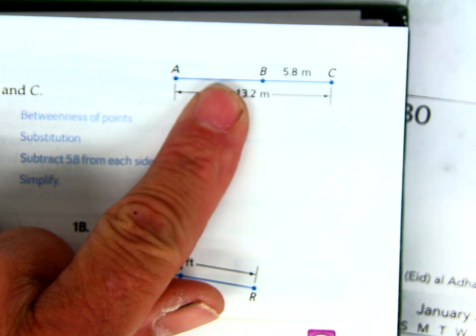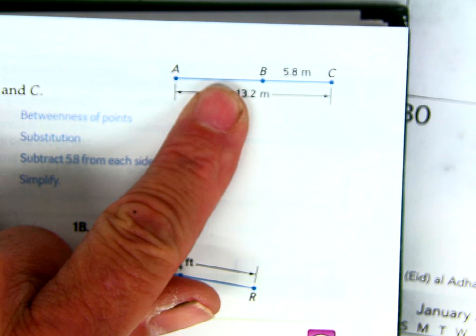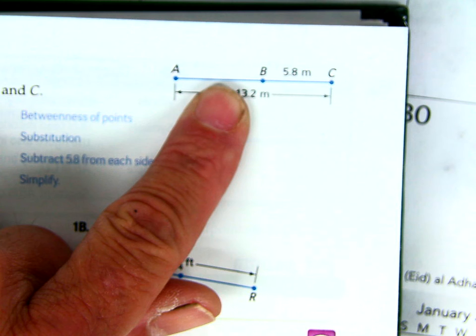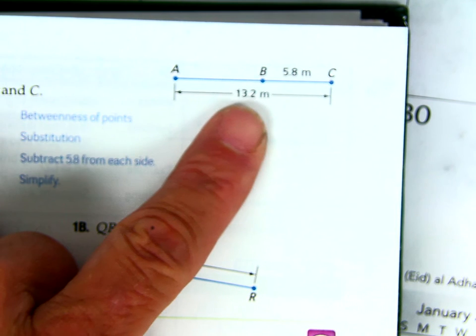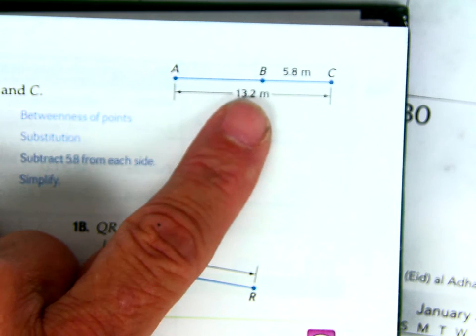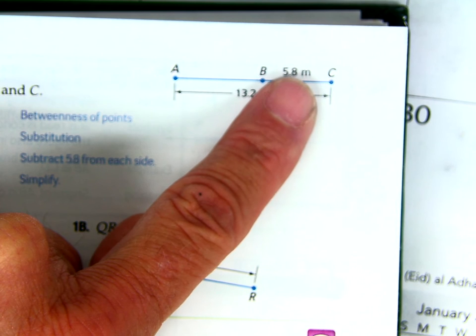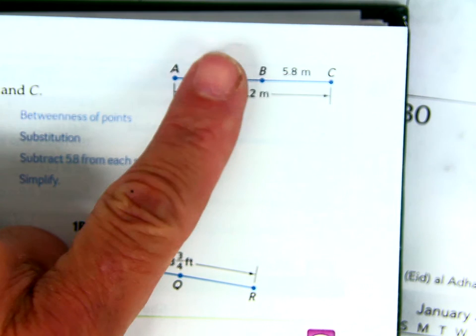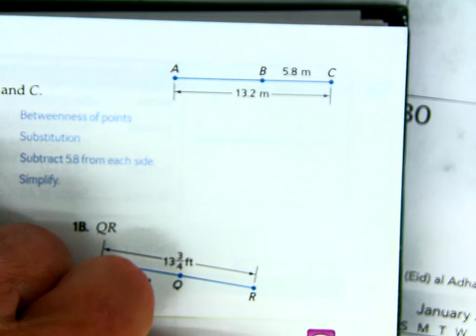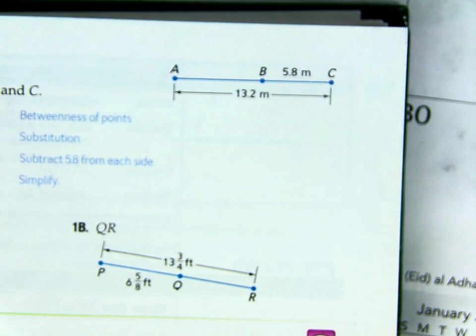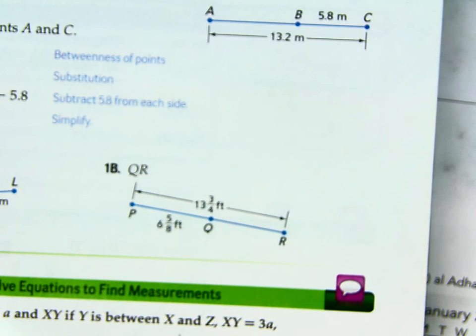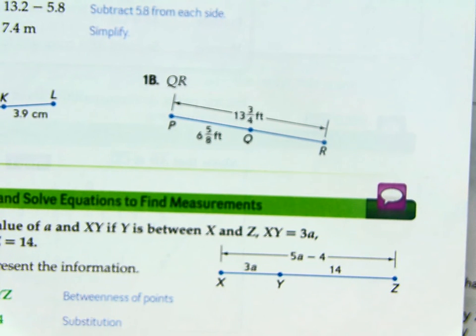7.4. 8.4. 7. 7.4. It says right there. How'd you get 7.4? Because I take 13.2 minus 5.8. It's the whole thing subtracted by the piece that you know. It will give you the piece you don't know. Which is not 8.4. All right.